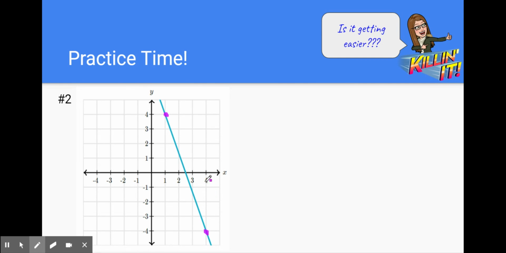So I have to go up 1, 2, 3, 4, 5, 6, 7, 8 units. After I go up 8 units, my run is backwards 1, 2, 3. So my run would be a negative. Now the proper way to write a slope that has a negative is to either put the negative with the top number or just to simply put it out front of the fraction. So this line has a negative slope, a negative 8/3 slope.